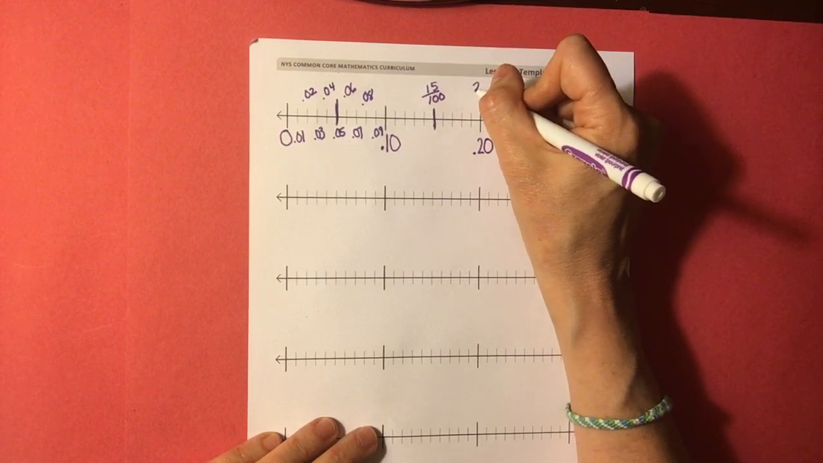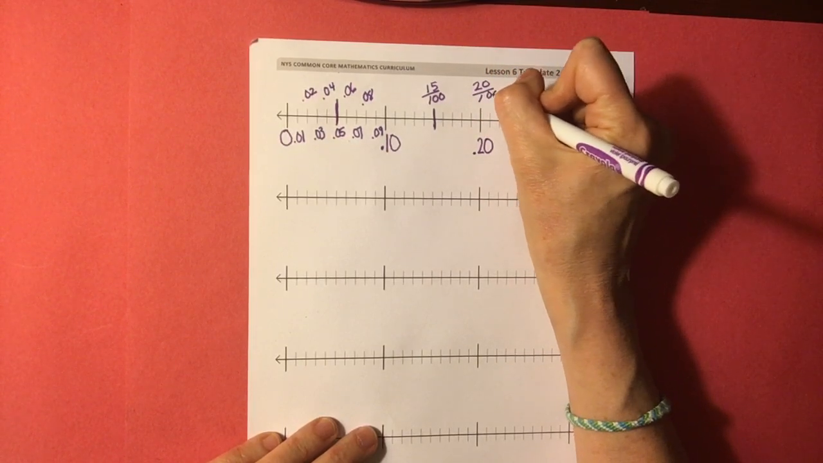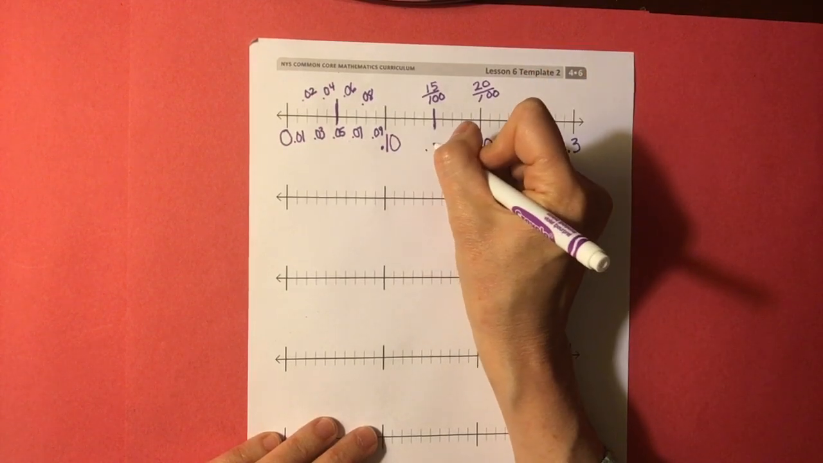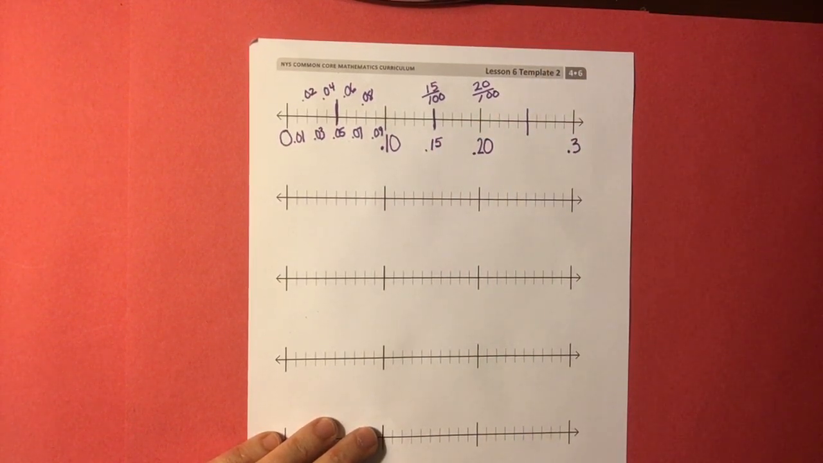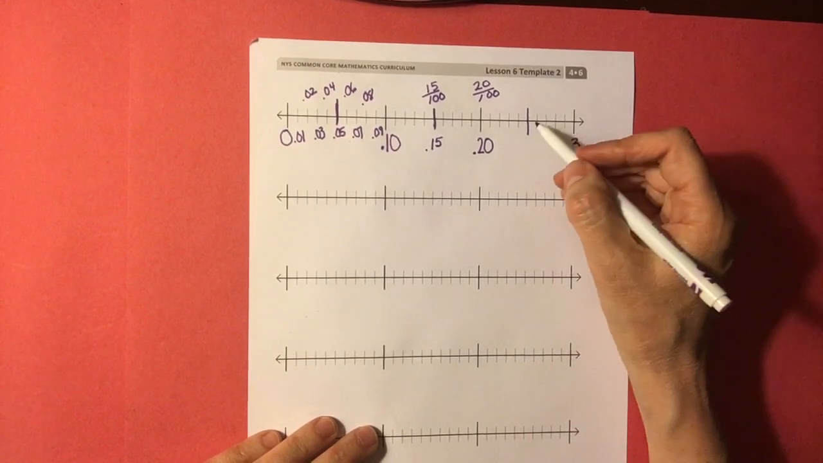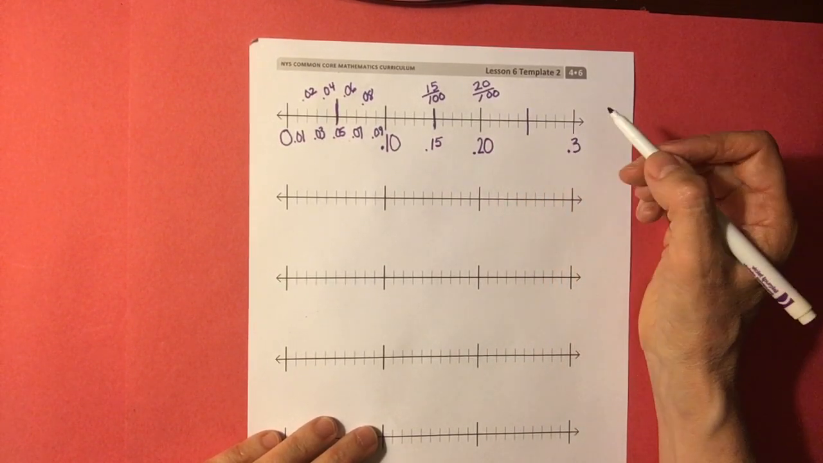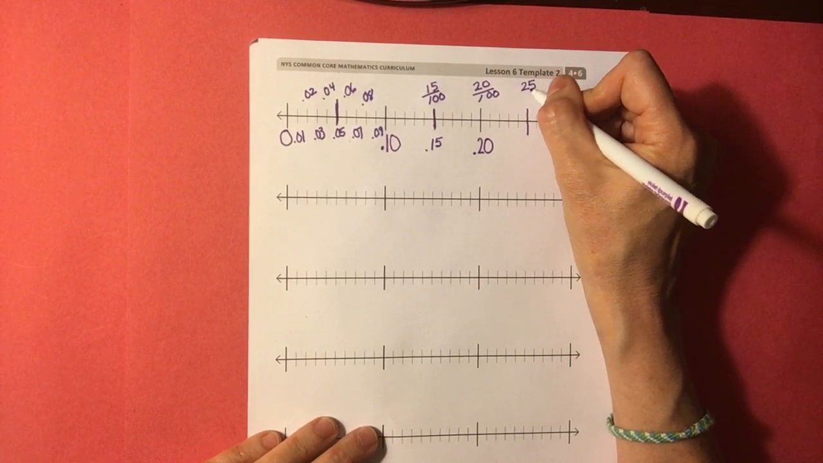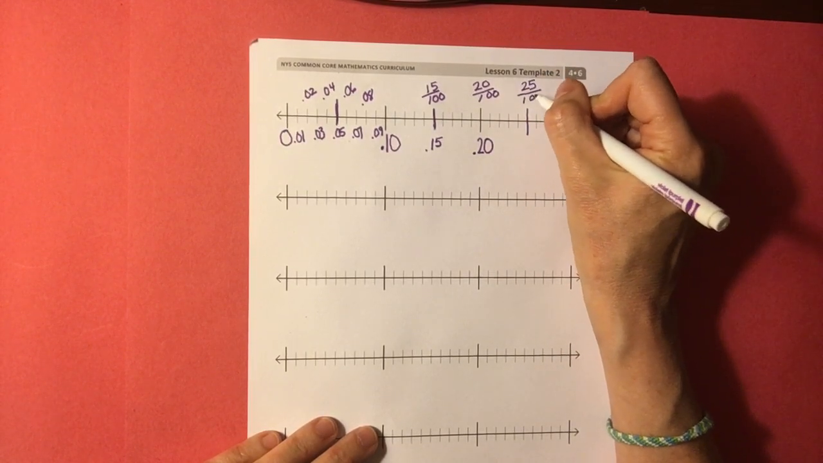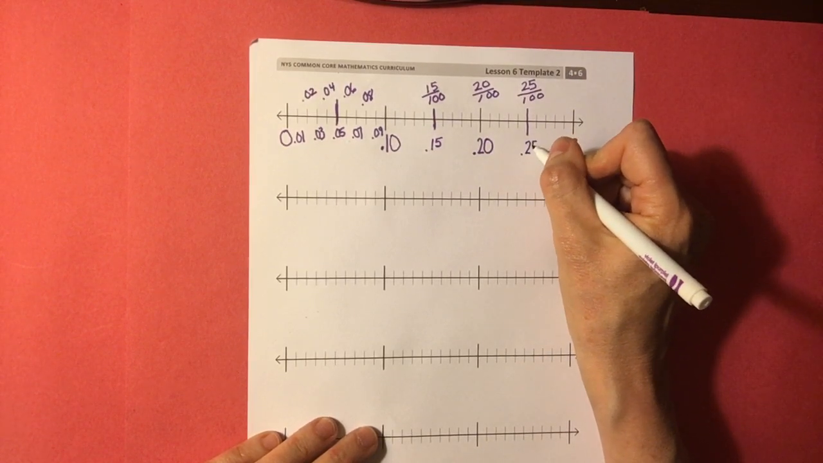I can also write it up here, 2100ths. And I'm going to write this down here, 1500ths. Okay, what do you think this is going to be? If this is 2000ths and this is our halfway mark, this is going to be 2500ths. And I'm writing it as fractions and decimals so that you can really see that they're the same exact thing.